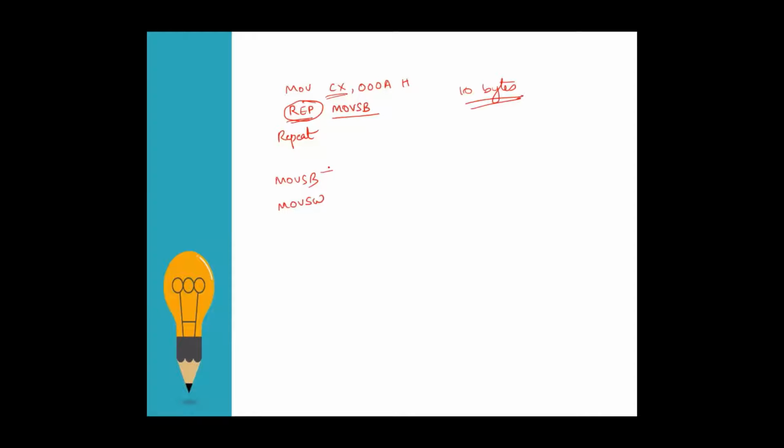So even though string instructions have two versions, MOVSB and MOVSW, MOVSB means 1 byte at a time is being transferred, and MOVSW means one word at a time is being transferred. But you can transfer multiple bytes. How? By using the REP prefix along with the CX register. Depending on what value you load into the CX register, you can transfer that much data.